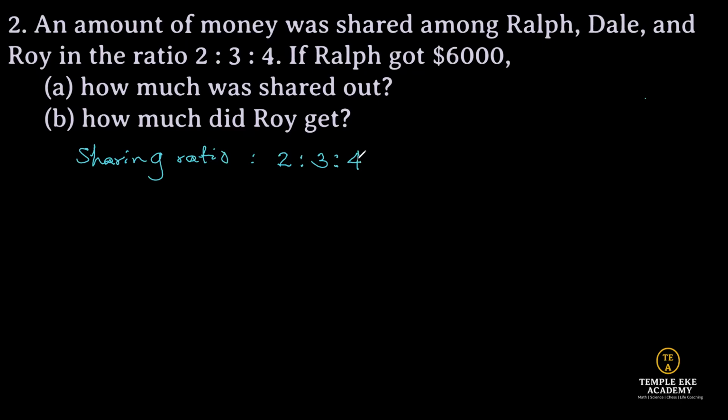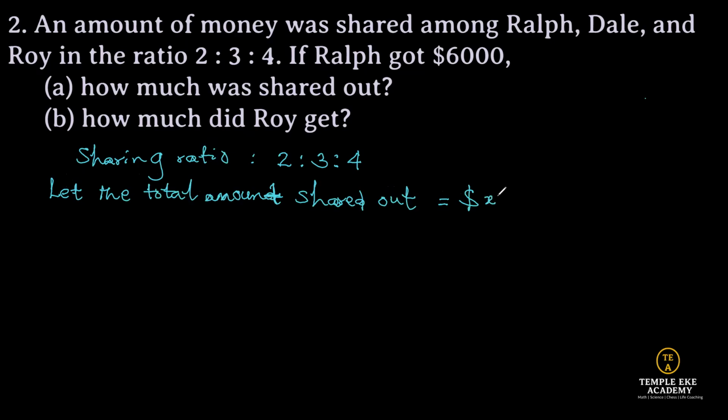Now, let the total amount shared out be represented by a variable that we can find. Let the total amount shared out be X dollars, where X is the unknown. It's an unknown amount, we need to find it. And that's the solution to problem A.